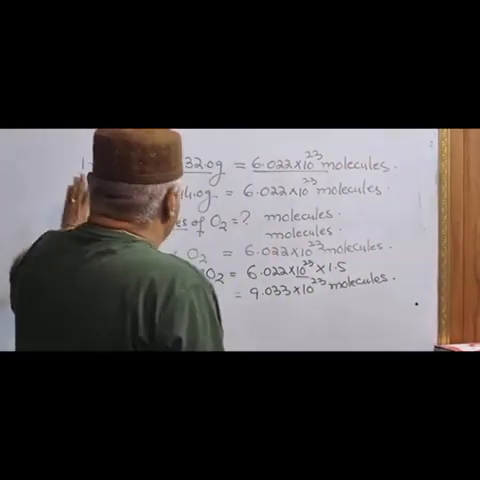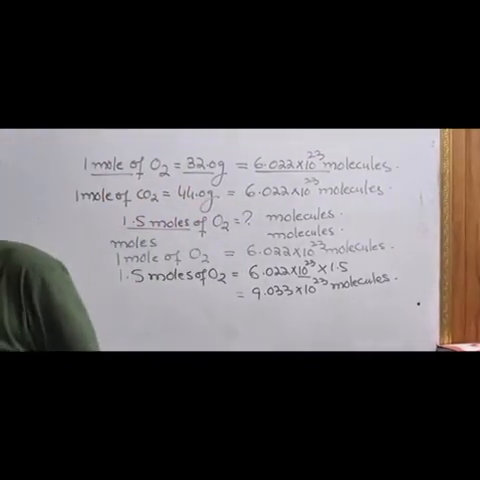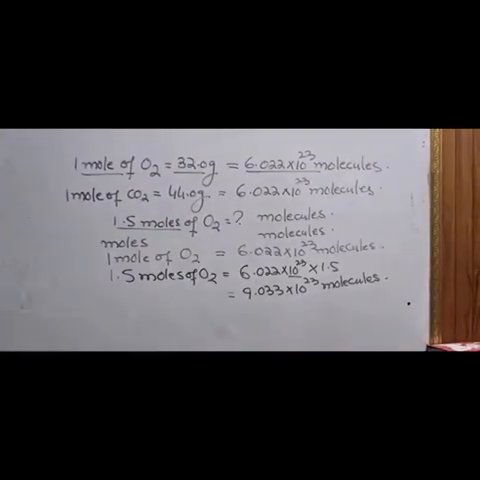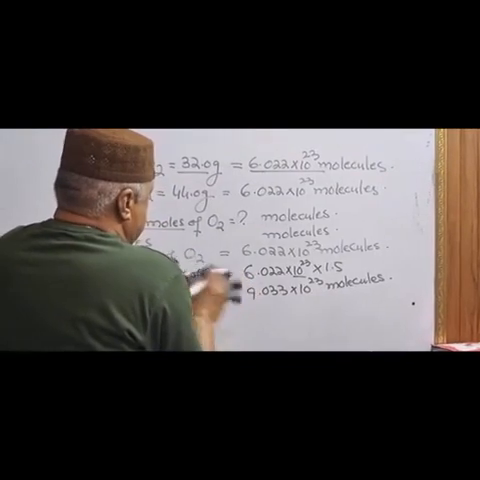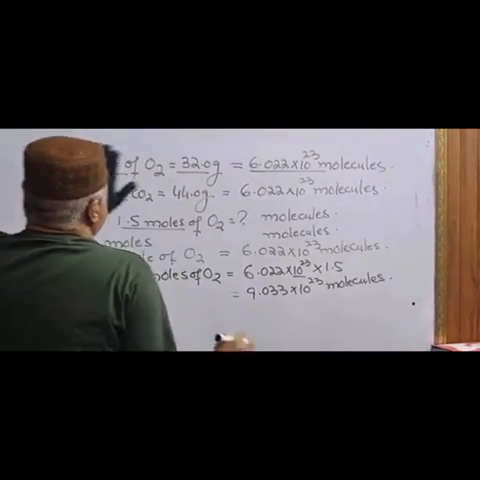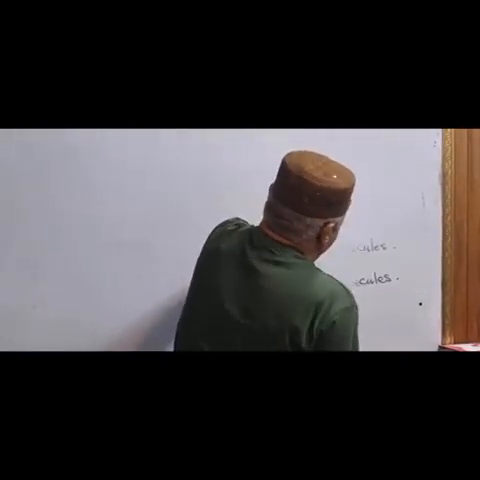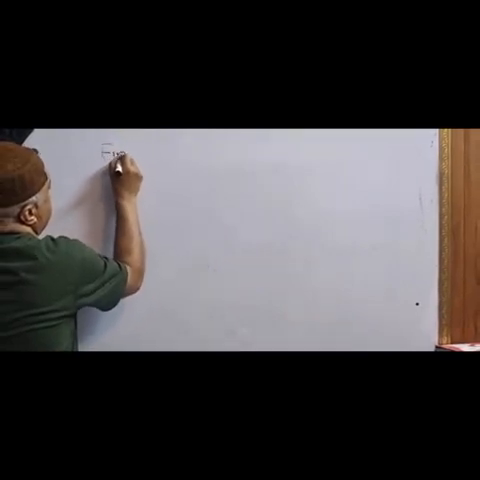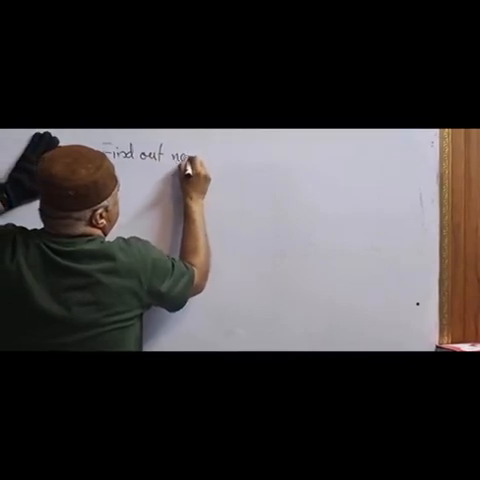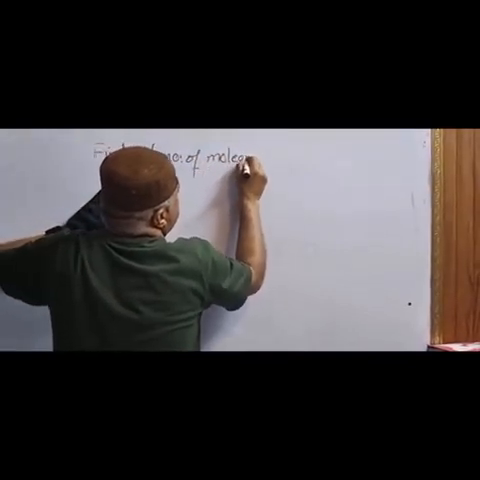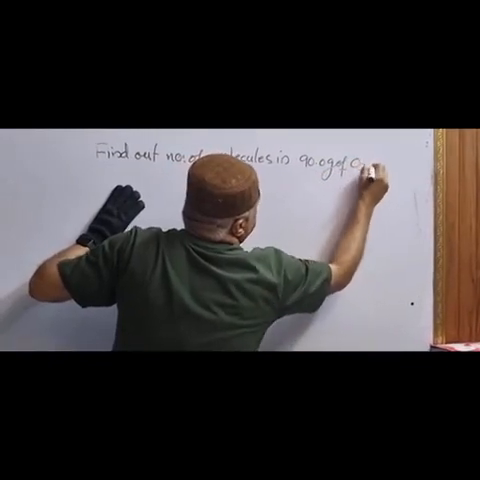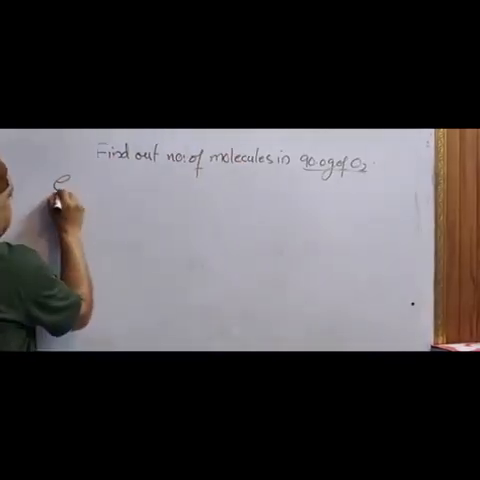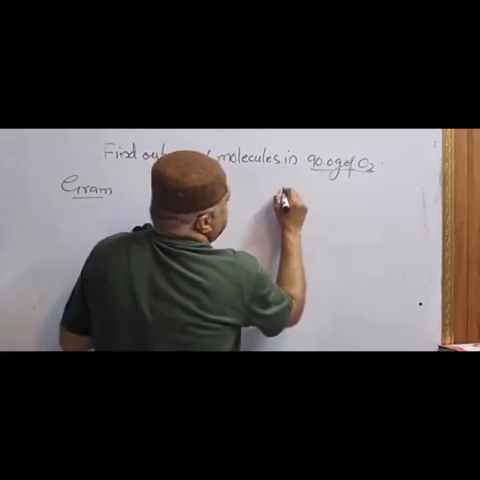In the very same way, a question can be asked in this way. Find out the number of molecules in 90 grams of oxygen. Now this is the given side, so grams here and molecules here.